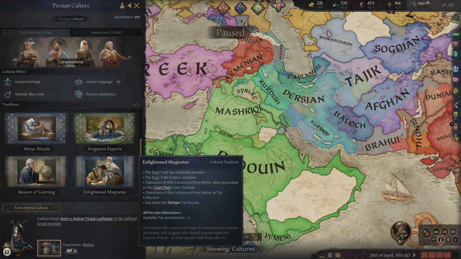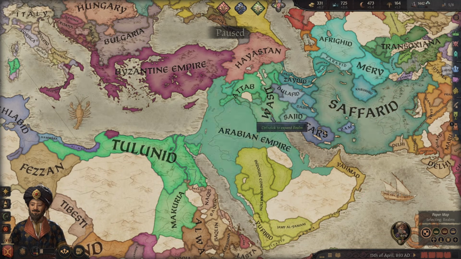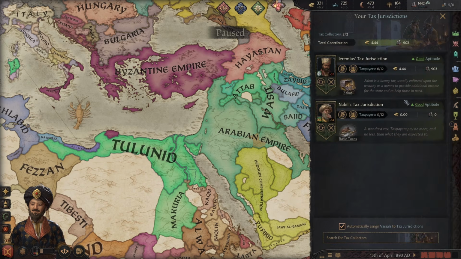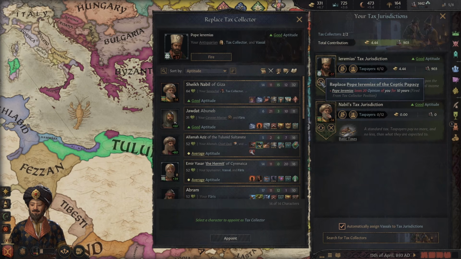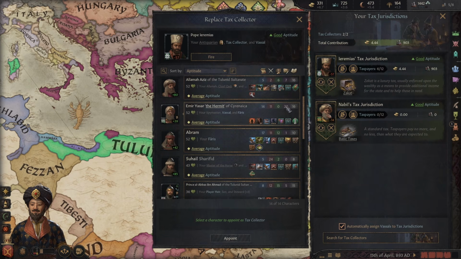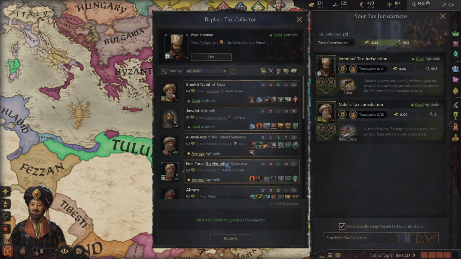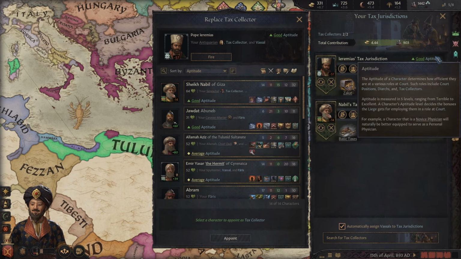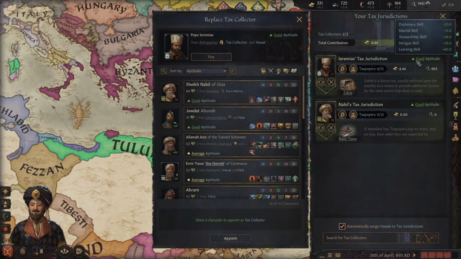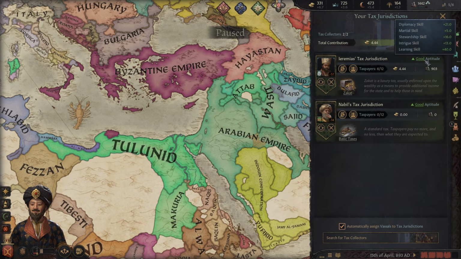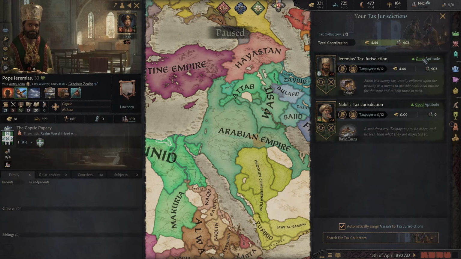So who do you appoint to be a tax collector in a jurisdiction? As you might assume, you are always looking to the highest aptitude collectors. There are 5 levels of aptitude: terrible, poor, average, good and excellent. The better the level, the more gold and levy your subjects give. Which aptitude level a character is depends mostly on how much they like you and their skill stats, with learning giving double the points of the other stats.